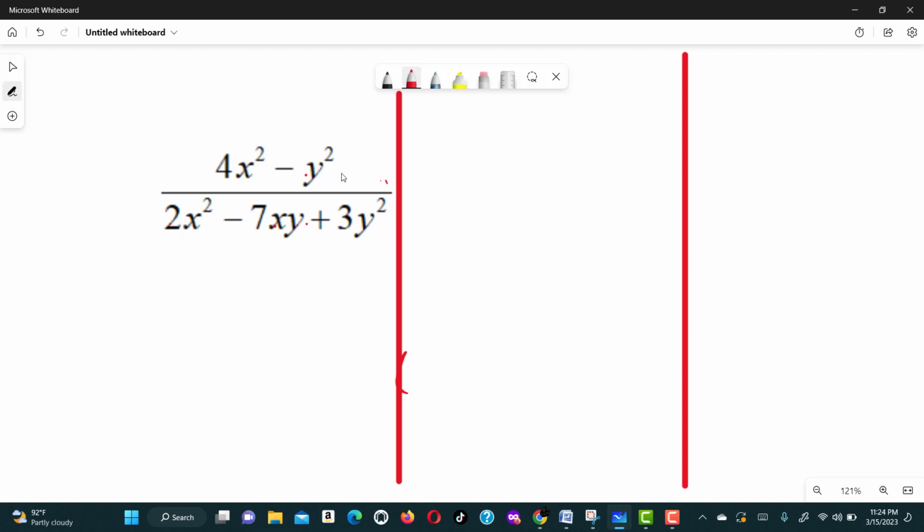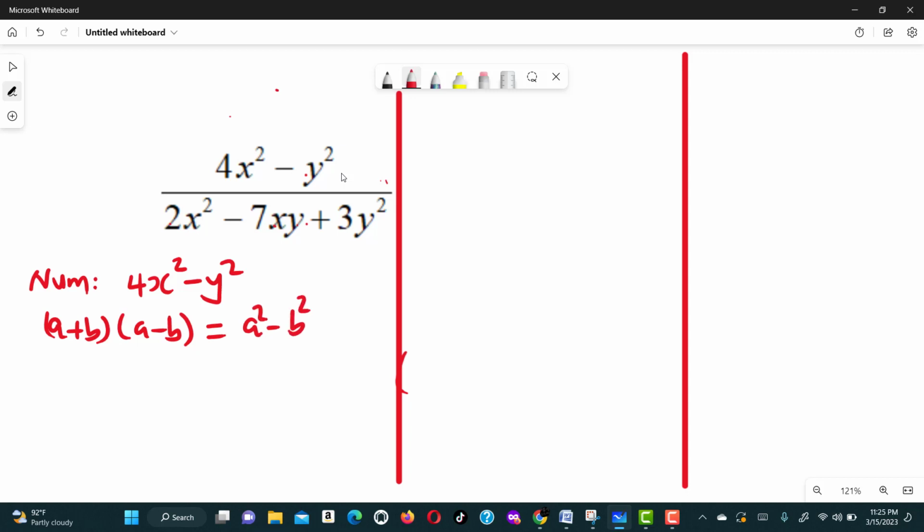In this question, we need to simplify this expression. So we start by simplifying the numerator first. In the numerator, we have got the expression 4x squared minus y squared. To simplify this expression, we are going to use the quadratic identity (a plus b) multiplied by (a minus b) equals a squared minus b squared, which we call a difference of two squares. So to simplify this, 4x squared minus y squared will be (2x plus y) multiplied by (2x minus y).